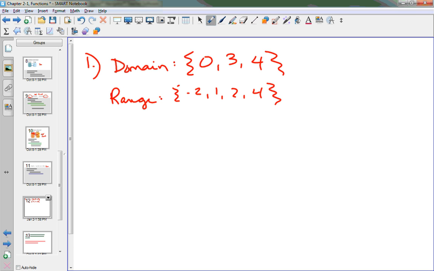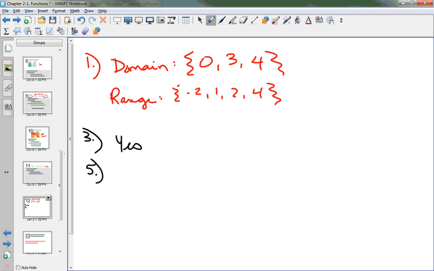The next set of instructions says determine whether each relation is a function and explain why it is not a function. So number 3, is this a function? What do I look at whenever I have a relation with ordered pairs? The domain, which is the x value. 0, 1, 2, 3, 4. Did I repeat myself? No. Am I a function? Yes, I am.